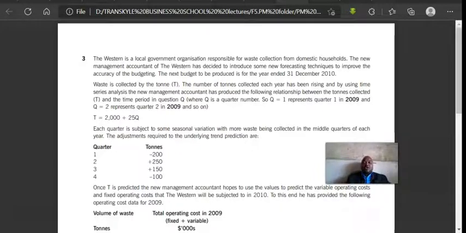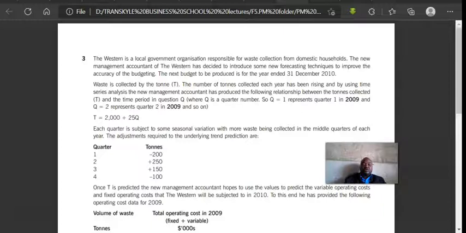The Western is a local government organization responsible for waste collection from domestic households. The new management accountant of the Western has decided to introduce some new forecasting techniques to improve the accuracy of the budgeting. The next budget to be produced is for the year ending 31st December 2010.